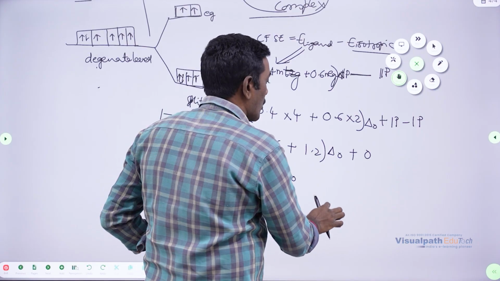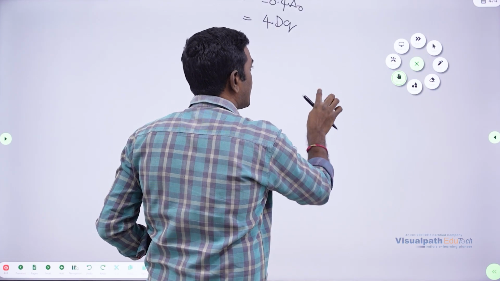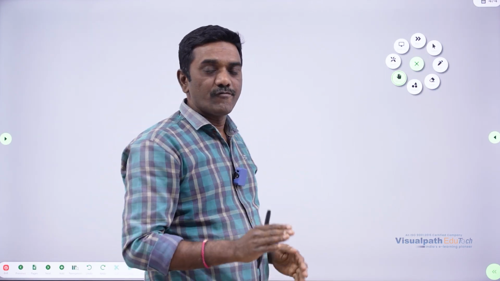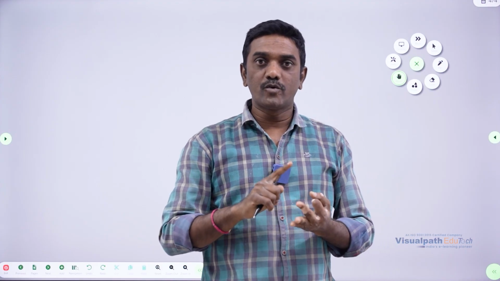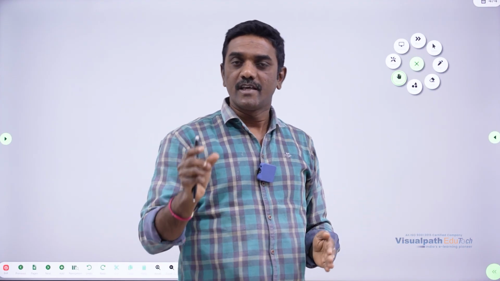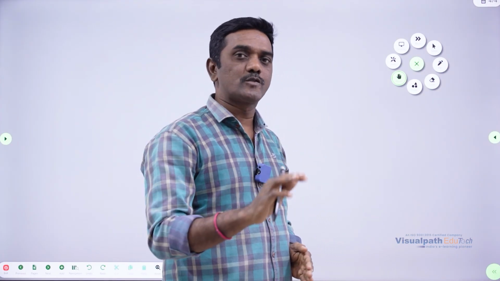Moving on to the next topic, now let us calculate the CFSE from d1, d2, d3 onwards for all the complexes, for both high spin and low spin complexes.